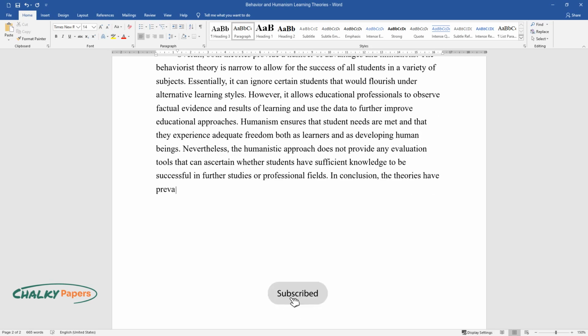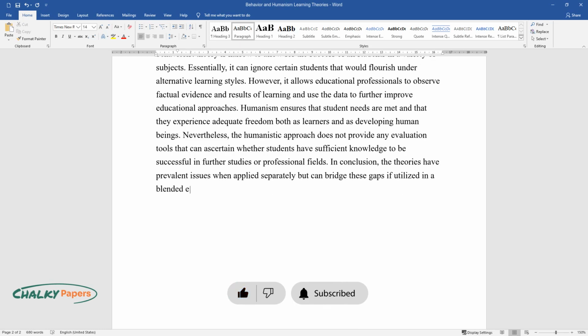In conclusion, the theories have prevalent issues when applied separately but can bridge these gaps if utilized in a blended educational model.